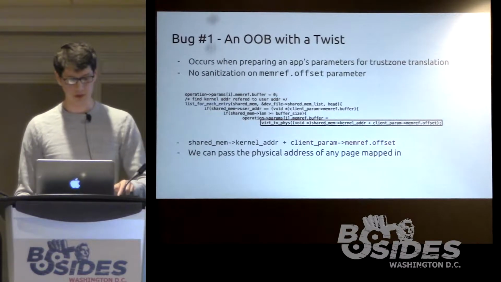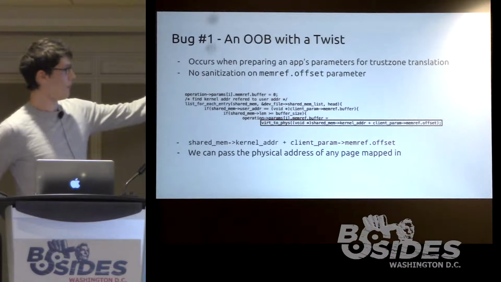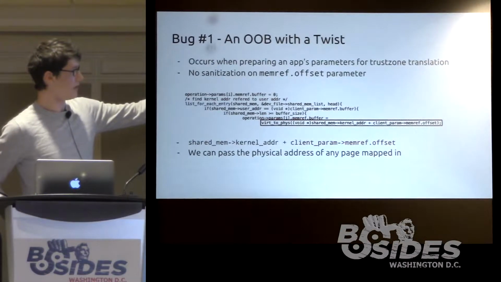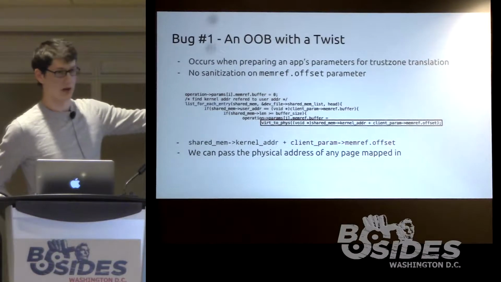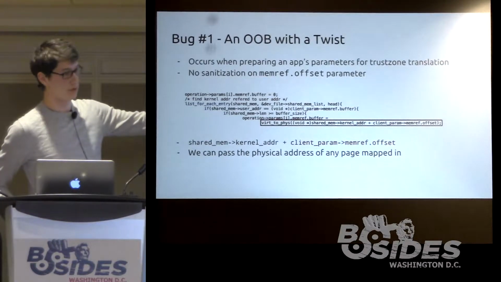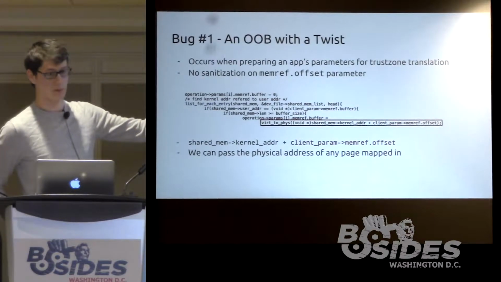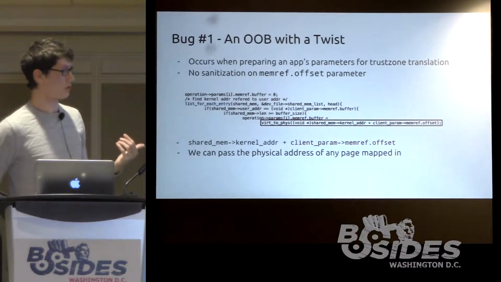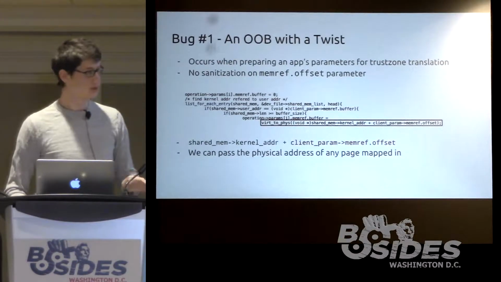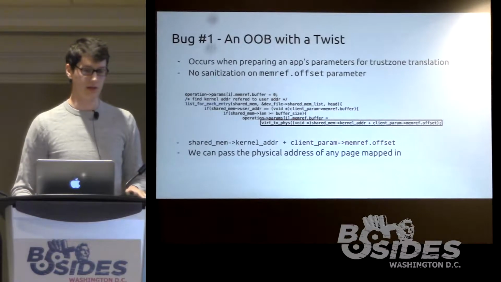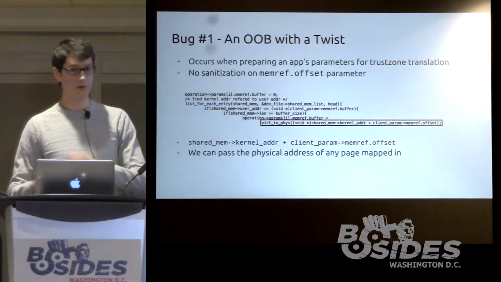So as you can see, if you begin looking at this code, they're iterating over this linked list, and then they make sure that the length that we're passing in is less than the actual shared memory region that we registered with. But one thing they don't check is share mem kernel addr plus client param memref offset. They never check the memref offset. So we can arbitrarily specify this. What this means is we can go completely out of bounds of the page that we allocated, and we can point to another physical page.